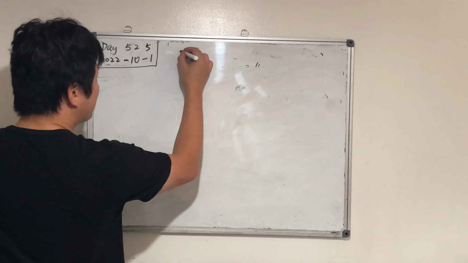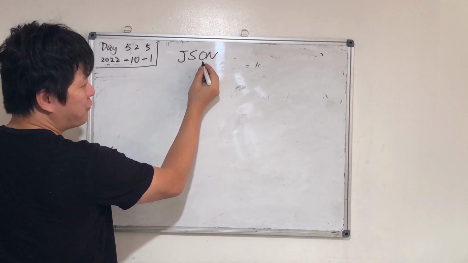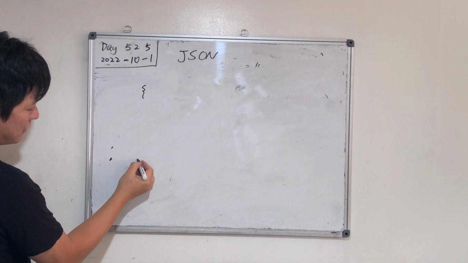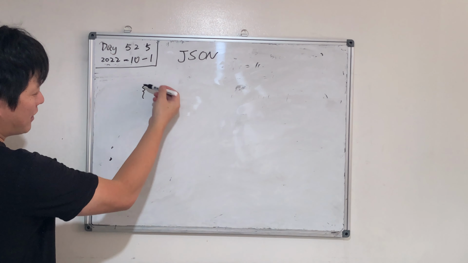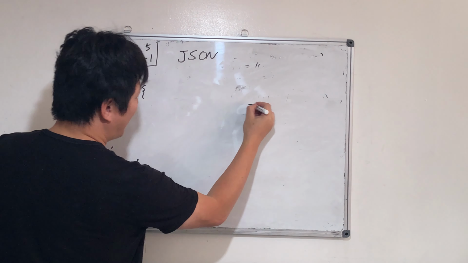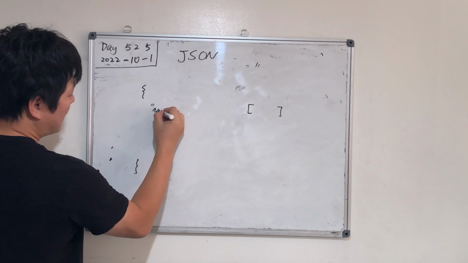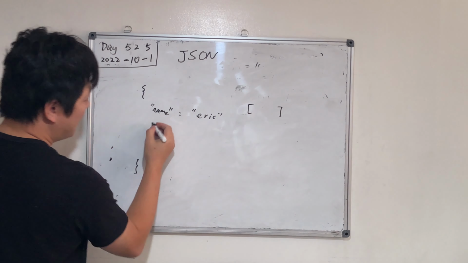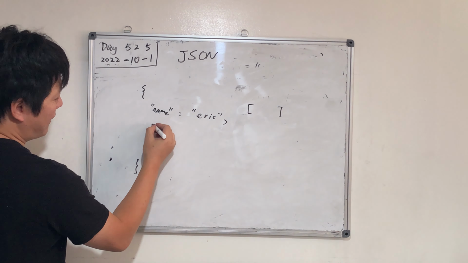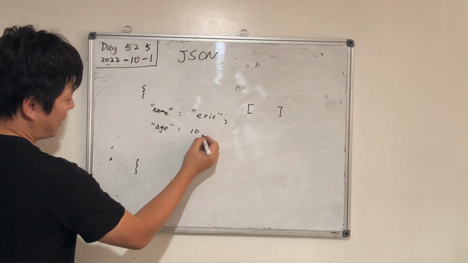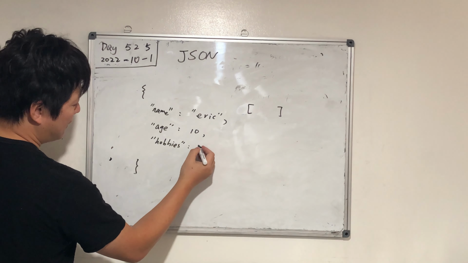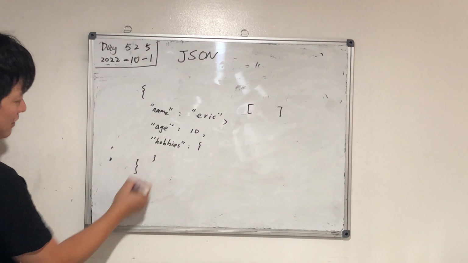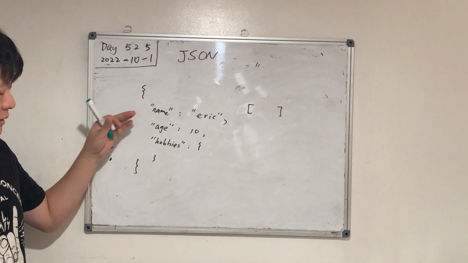Last time we talked about JSON, JavaScript Object Notation. It's like a dictionary in Python, right? Something like that. Curly braces define an object, or it could be an array. The keys are in double quotes, like name: Eric, comma, and age: 10. A value could be another object, another curly brace, or an array. This is JSON, pretty much similar to the dictionary.